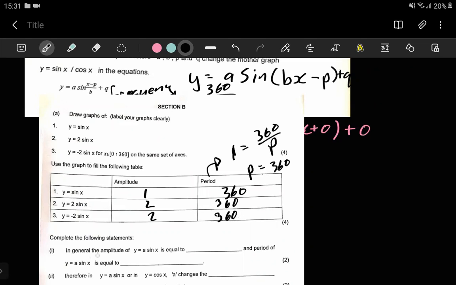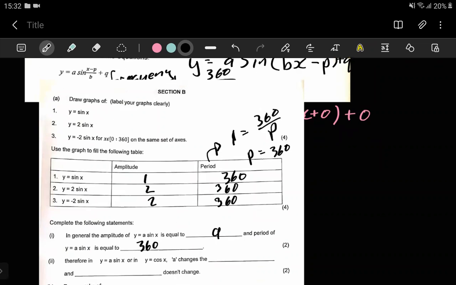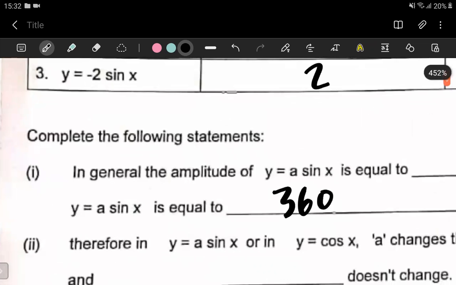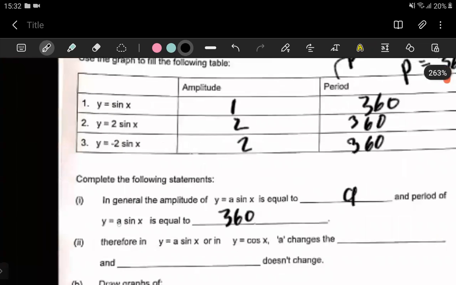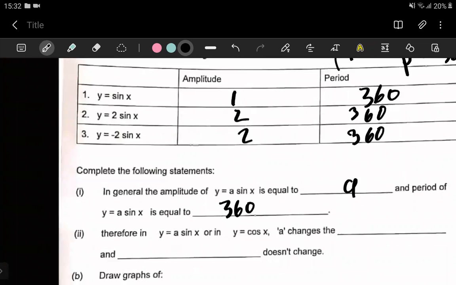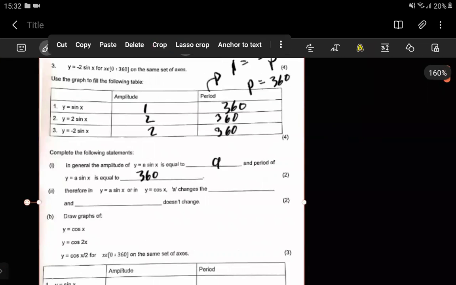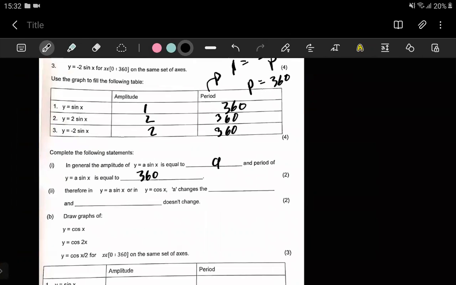And then here it says, in general, the amplitude of y equals a sine x is equal to a, and the period of y equals a sine x is equal to 360. The period here is based on the number directly next to x. And this number will give us our amplitude as long as there's no vertical shift, like going up or down. Even if there is, it'll still give us our amplitude.